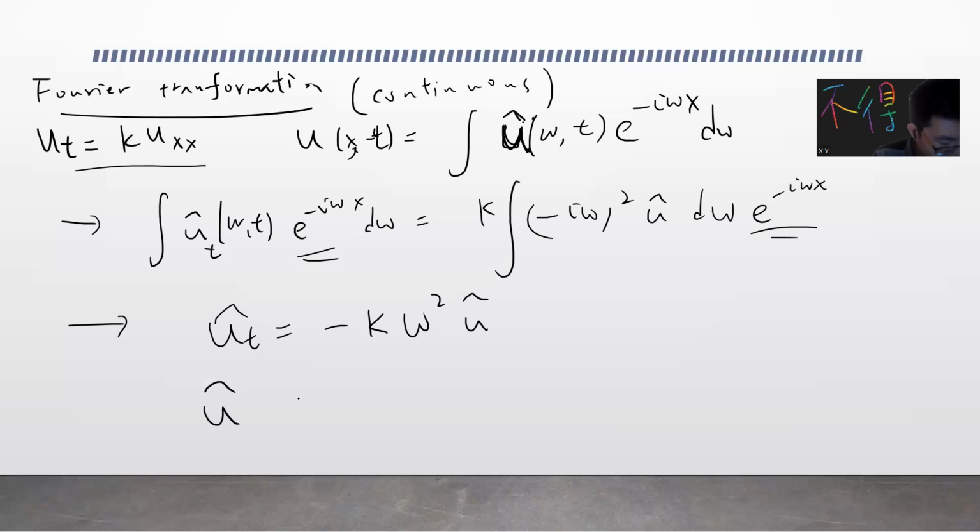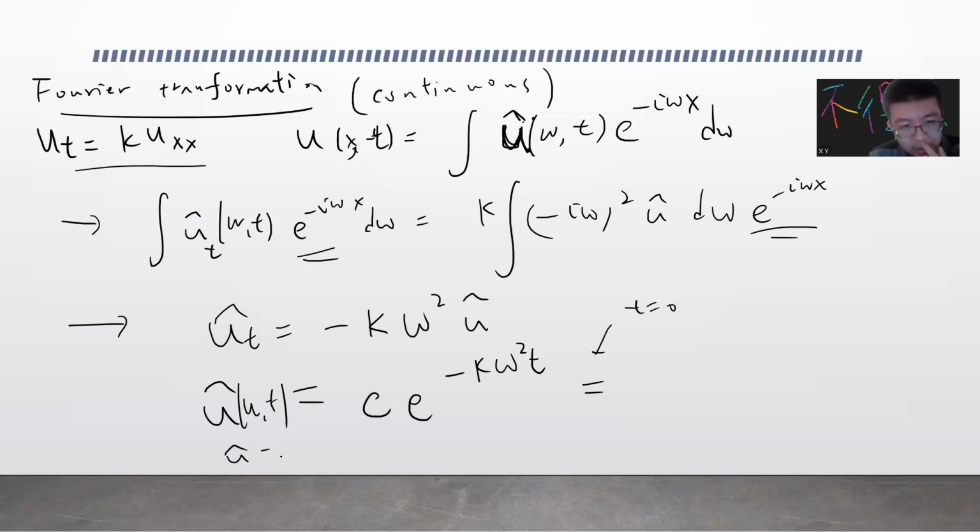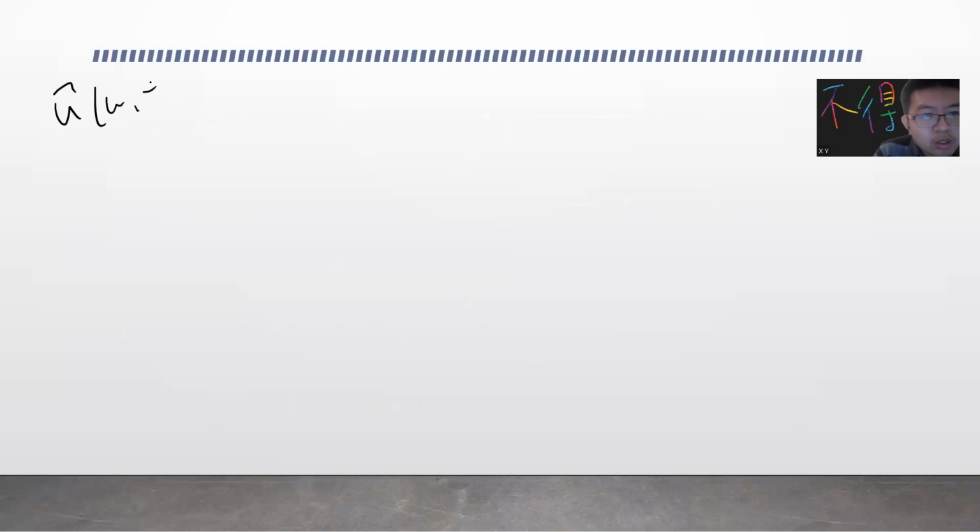This tells you that you can easily solve it. u hat is basically a constant times exponential of minus k omega squared t. If we put t equals 0, then u hat must be f hat, because by definition at the beginning u equals f. So this is f hat of omega. Then the rest is just the inverse Fourier transform. We already know this.